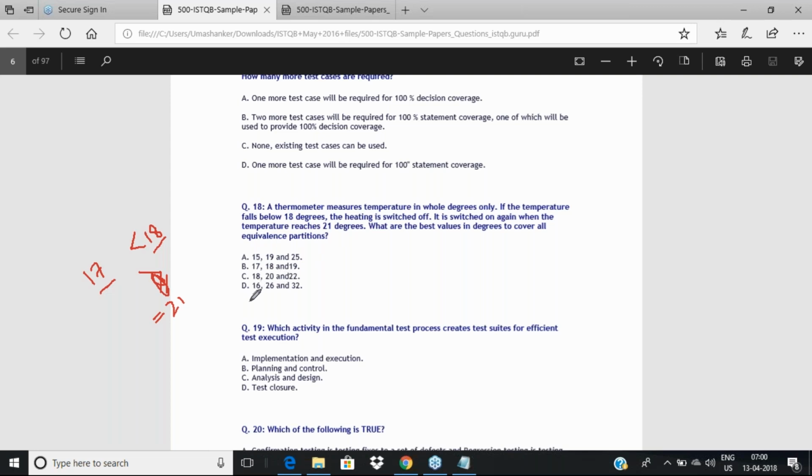Yeah, let's look at the D ones. 16 is nowhere in the picture, 26 is nowhere in the picture, 32 is nowhere in the picture. So what do you think is the answer? Pretty close by is C, right? The reason is that for 18 degrees you have 18. For 21 degrees, the boundary is 20 and 22. So you need to check as soon as it reaches 20, is it switching on? At 22 switching on, but only at 21 it should switch on, right? So the best possible is C. So this is 18.